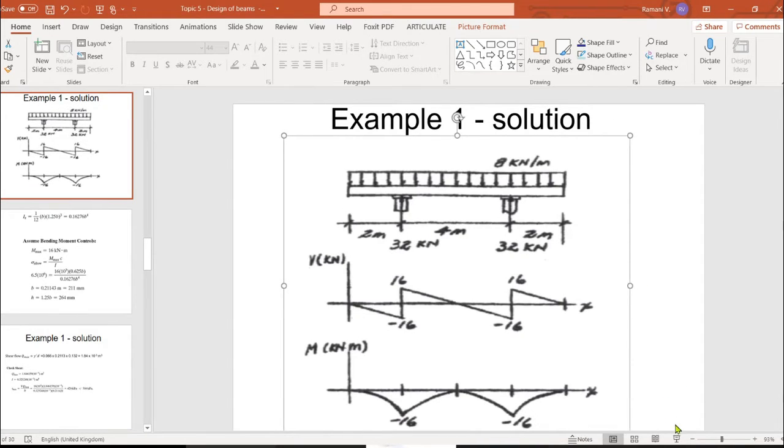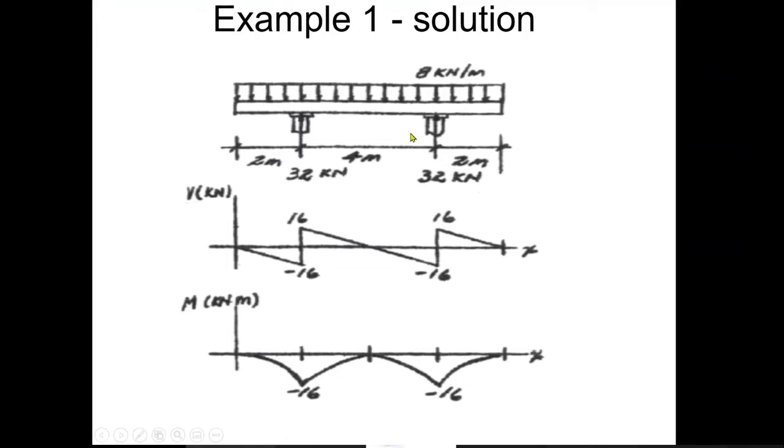Okay. Remember the span, right? 2 meters, 4 meters, and 2 meters. All of you can see the slide. The loading is given. The support is given, right? Support is already there. Because of the support, it will have some moments and reactions. Start from here.